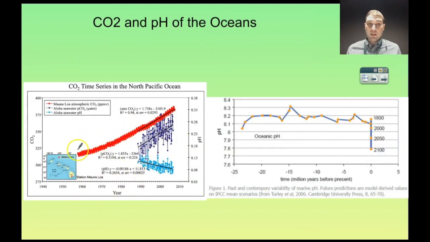So historically, here's the Keeling curve that we had before. So atmospheric carbon dioxide concentration going up. Next to that we have some seawater that's in the same area of Hawaii being measured. They're measuring the amount of carbon dioxide in the water, I believe, so that's going up as well.